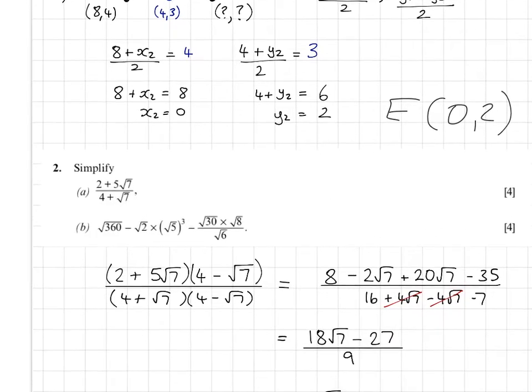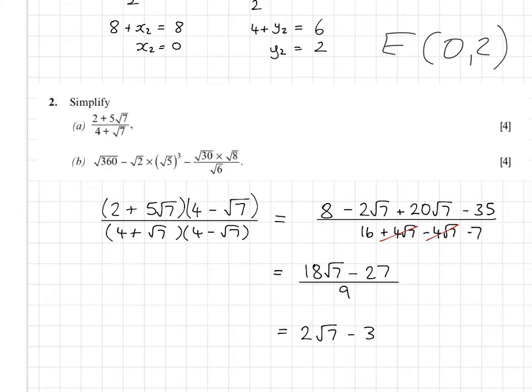Okay. Question 2, simplify the following. So surds always come up, always in this format. It's called rationalizing the denominator. We don't want any square roots on the bottom.